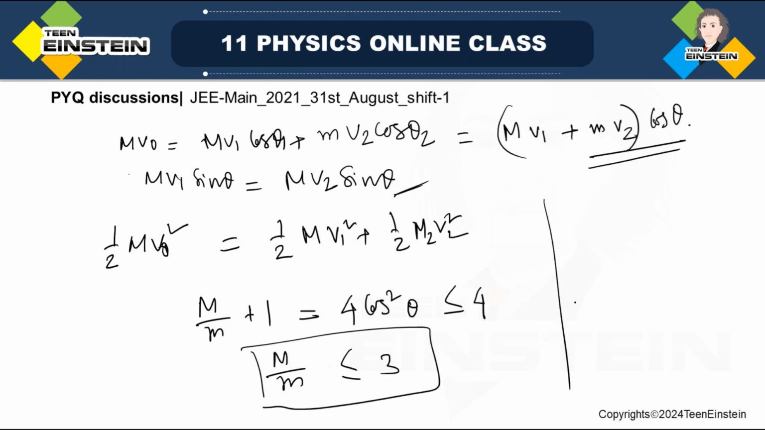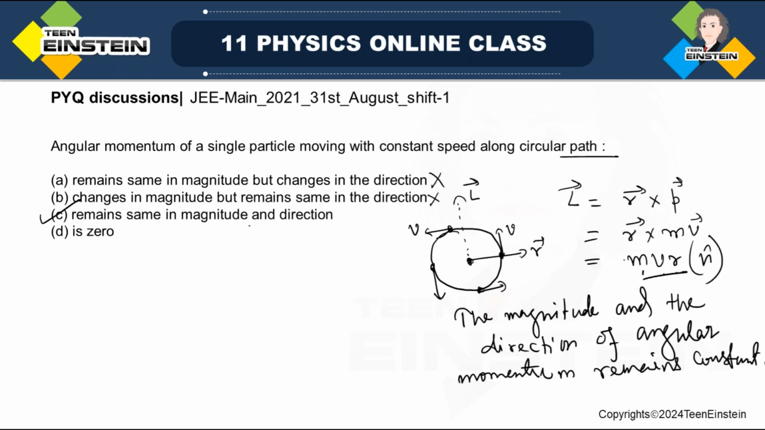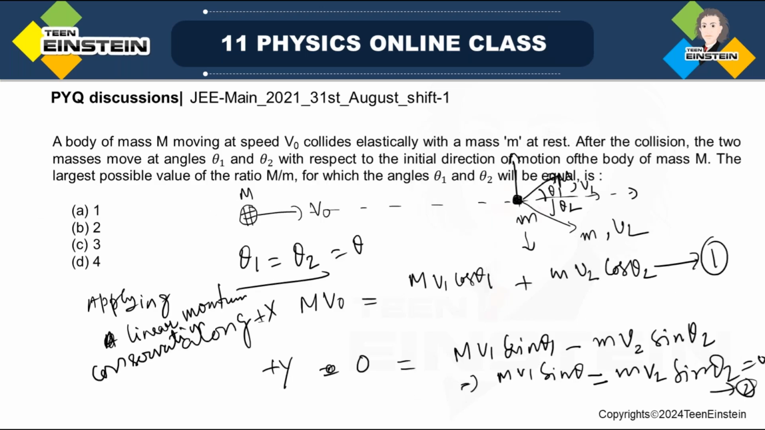That means the maximum possible ratio will be M by m equal to 3, such that the angles theta 1 and theta 2 will be equal. So this was the question, and option C will be the correct answer for this question.